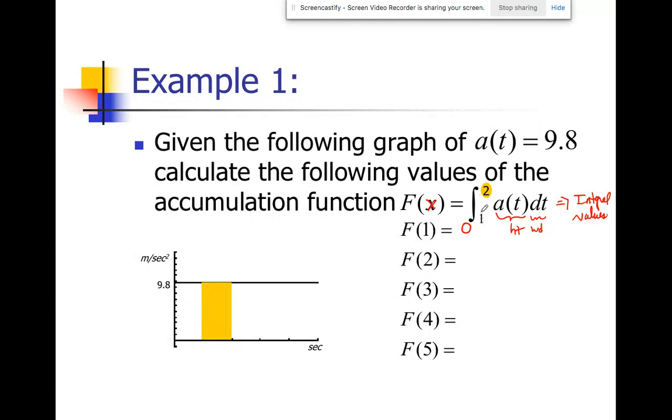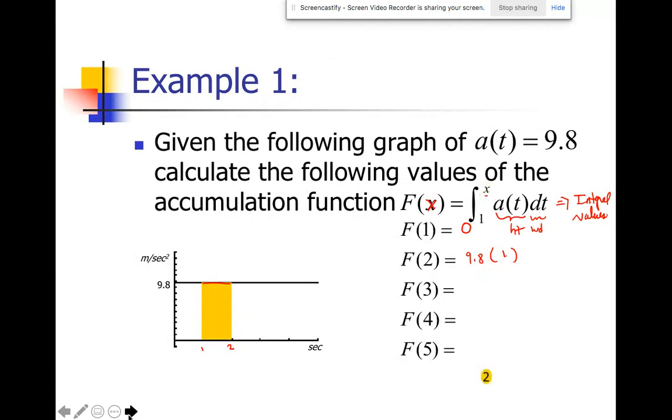But what happens when you change that 1 to a 2? Starting at 1, going to 2, under the function 9.8. Starting at 1, stopping at 2. What's that integral? I don't need, this is geometry, right? I can do this with just straight up geometry. That is a rectangle with a height of 9.8 and a width of 1.